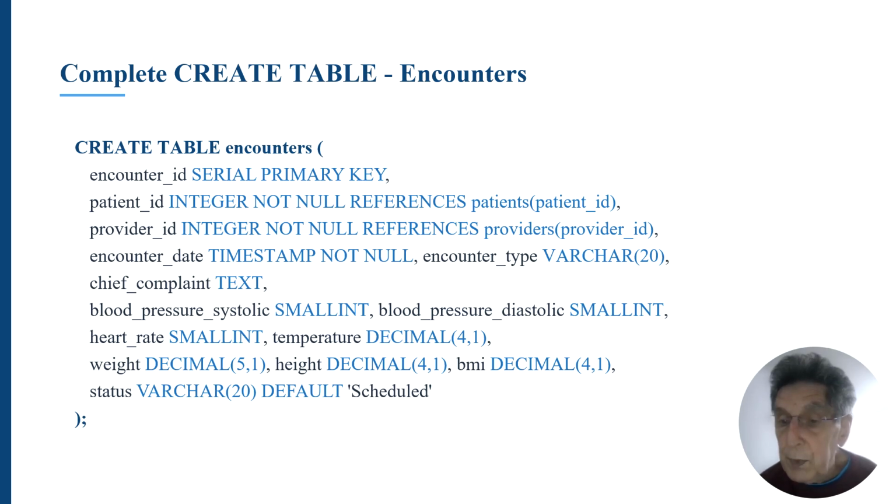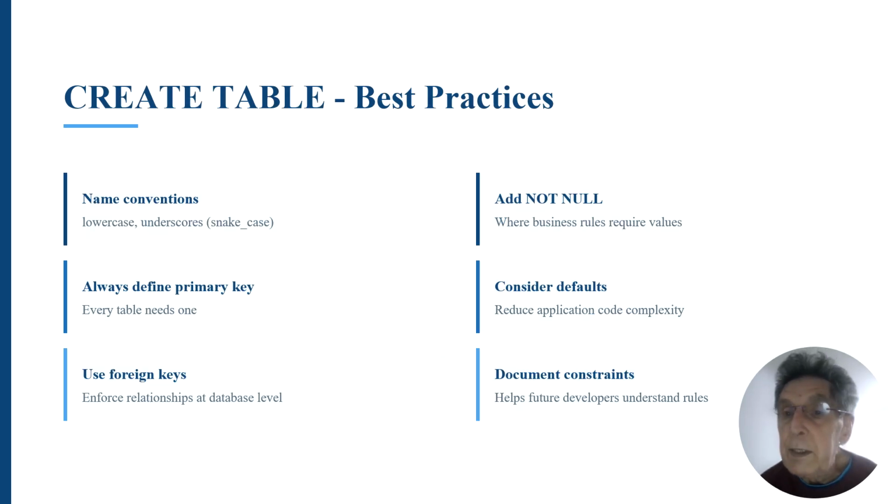Timestamp, not null, records when the encounter occurred. Encounter type covers office visit, emergency, telehealth, others. Chief complaint text allows why the patient is here today in free text as long as they want. Vital signs all use the appropriate numeric types. Status, varchar 20, defaults to scheduled, is workflow state with sensible defaults. So referential integrity in action. You cannot insert an encounter for a non-existent patient. The database rejects it.